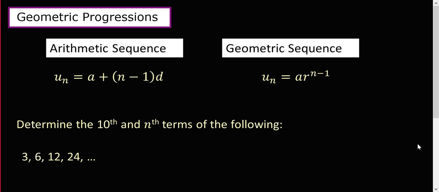All right, we've got this pretty basic one: determine the 10th and the nth terms of the following. So we've got that same sequence that we had before. And in order to solve this type of problem, it's worth writing down the information that you know. So we know that a is 3. We know that r is 2. We know that un equals ar to the n minus 1. And we use all that information to work out what our 10th term is. So we're going to have 3 multiplied by 2 to the power of 10 minus 1, which is 9. So 3 times 2 to the 9. Straight out with your calculators.